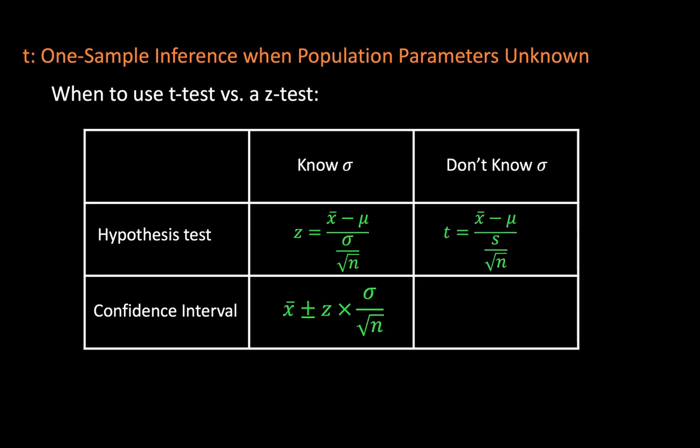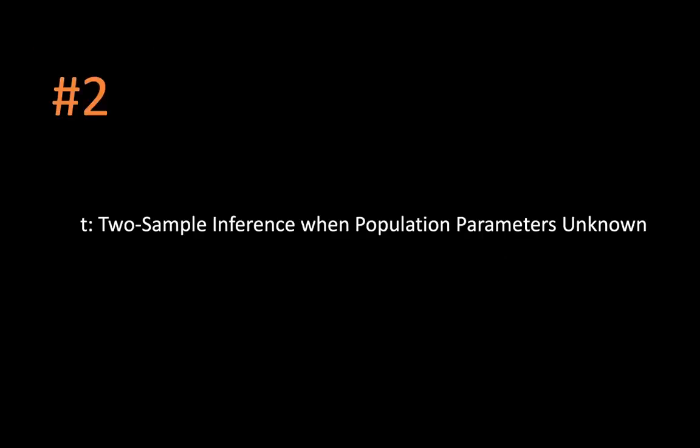When we don't know the population standard deviation, we use the t-score. The t-score is equal to the sample mean minus the population mean over the sample standard deviation over the square root of the sample size. And the confidence interval is defined similarly. Number 2, we'll be talking about the two-sample t-test when the population parameters are unknown.